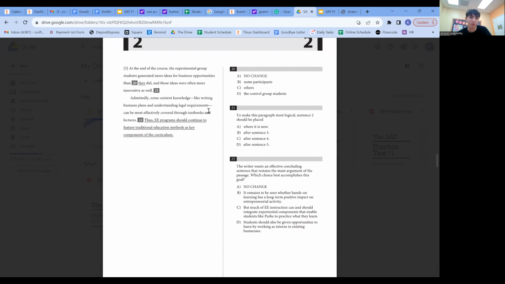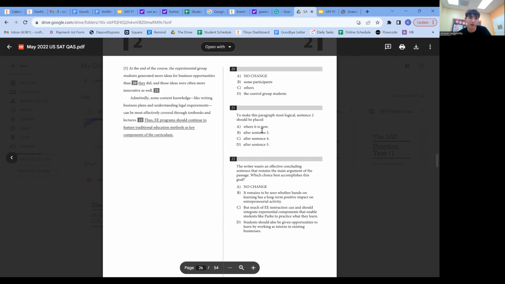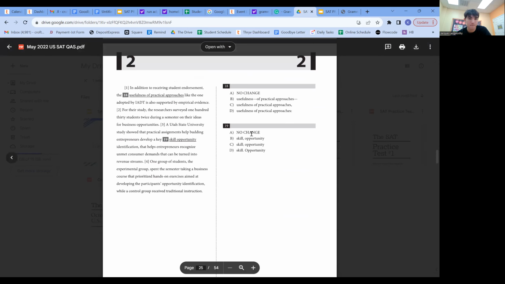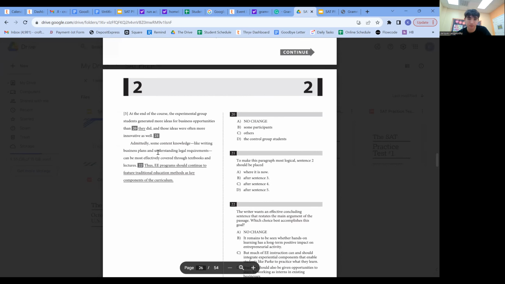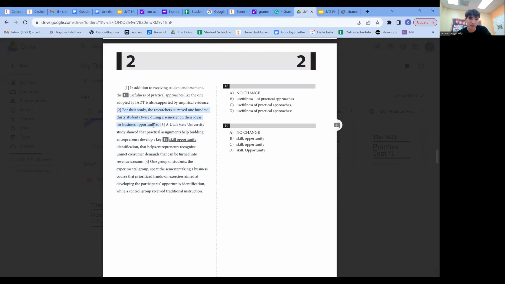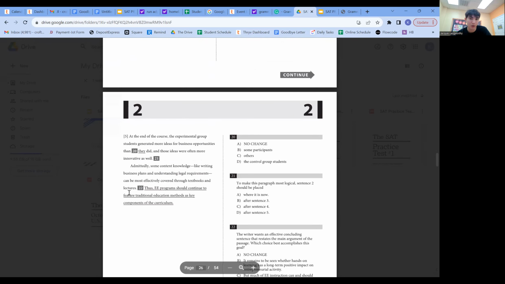Admittedly, while content knowledge like writing business plans and understanding legal requirements can be most effectively covered through textbooks and lectures, thus EE programs should continue to feature traditional education methods as key components of the curriculum. For 21, the answer is going to be B, right after 3. Because sentence 2 describes the study and sentence 3 introduces the study. So it's in the wrong order.